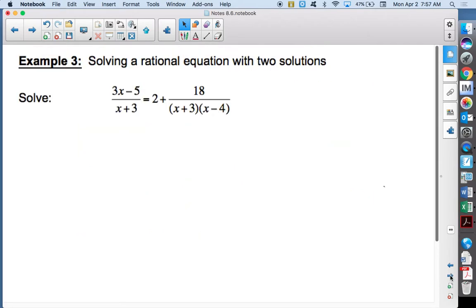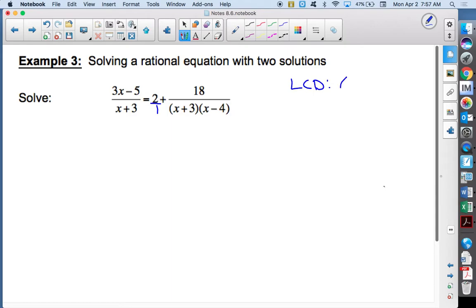So we're going to try and use the same exact method for the third example underneath here. So we're going to look for the least common denominator. This 2 really we can place over 1. Make sure that your denominators are in factored form. If they're not, you have to factor it. Now both of these are already factored for us.